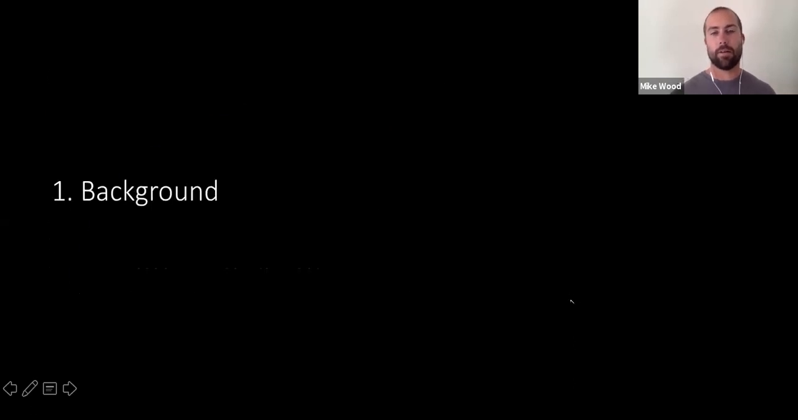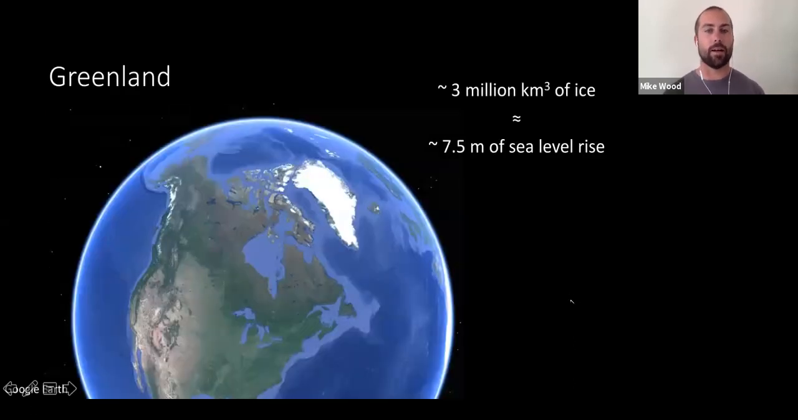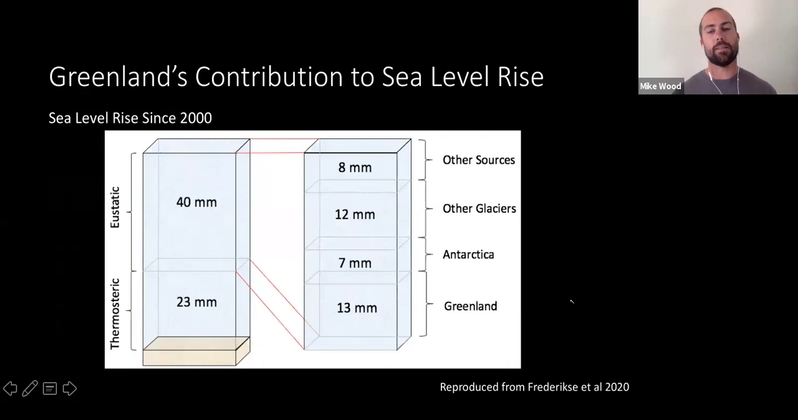So a bit of background. Of course, we care about Greenland because it's the biggest collection of land ice in the Northern Hemisphere. It's got about 3 million cubic kilometers of it, which give or take is about 7.5 meters of sea level if it all melts. Of course, we don't expect it to all melt even in the next century. But we know that it has been contributing substantially to melt over the past, say, 20 years.